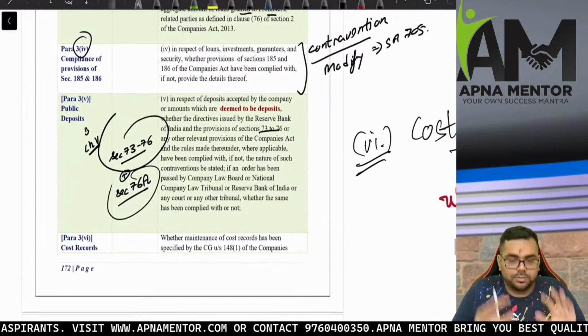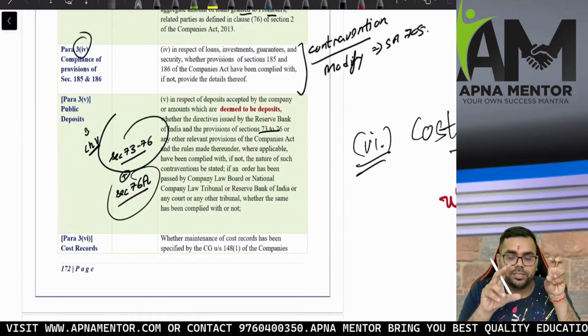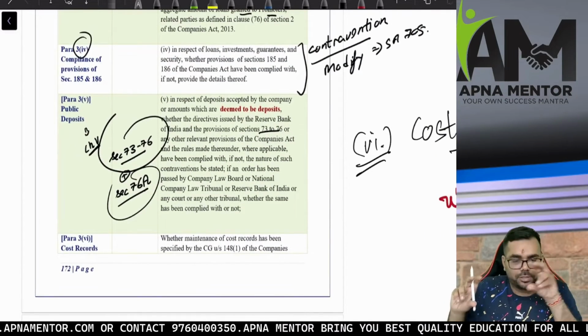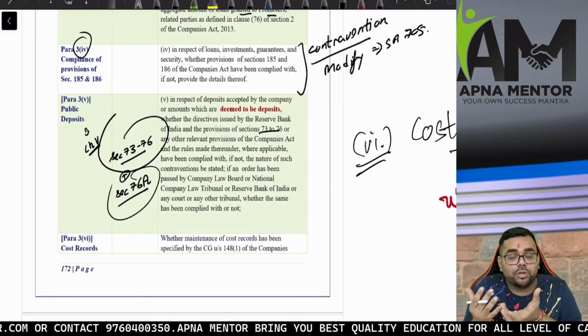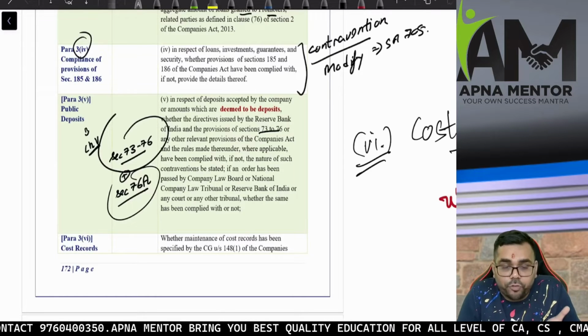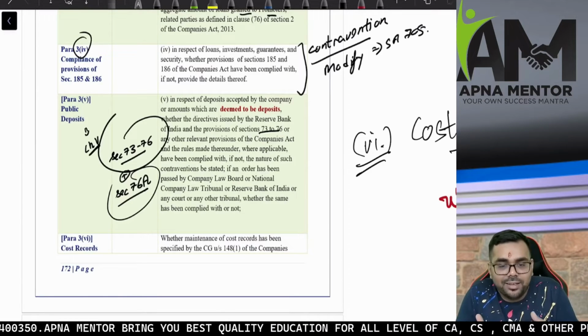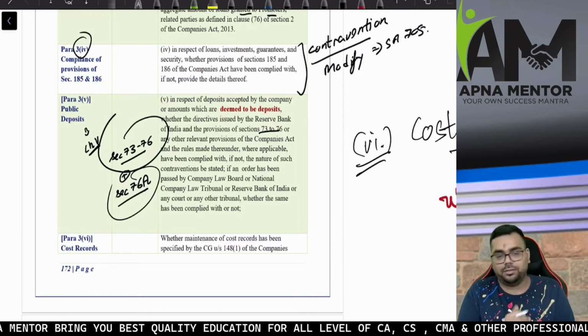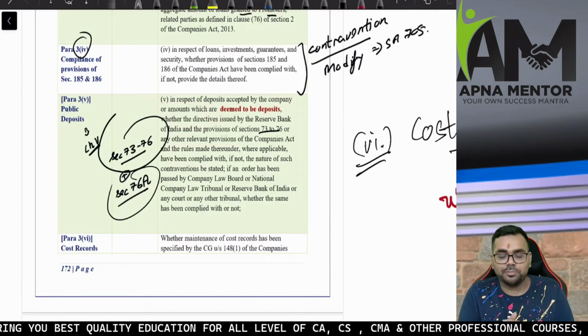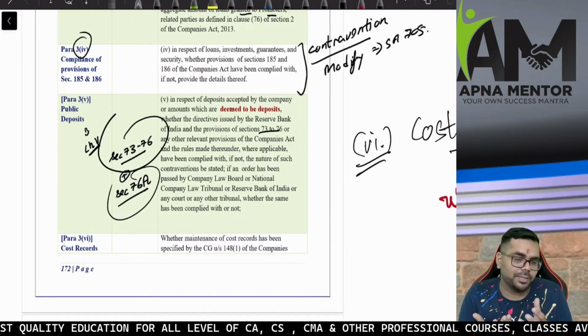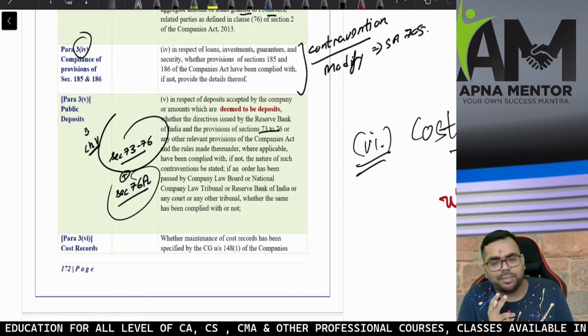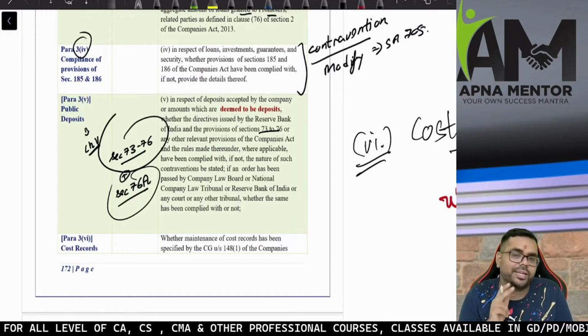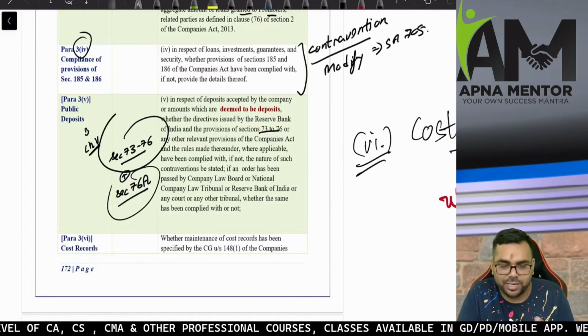The next clause. Do remember, 2 clauses with respect to assets, 2 clauses with respect to loans. Now the company needs money. So from where will they get the money? They will get the money from the public. So what are the various forms in which they can raise money from the public? It can be via public deposit, loans, IPO, FPO, or preferential allotment.